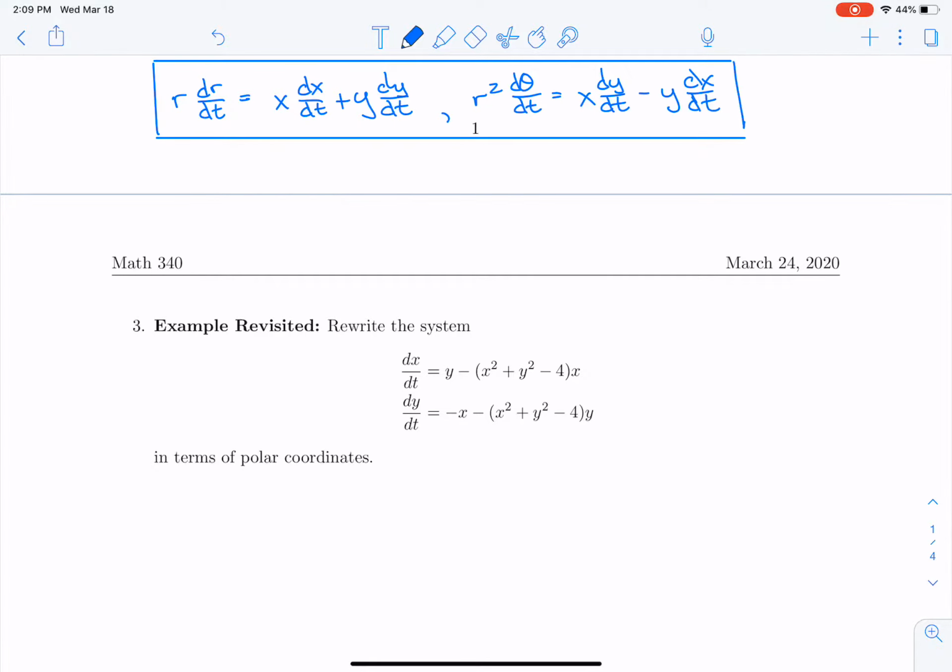Now that we've discovered these relationships for dr/dt and dθ/dt, we want to apply them to the system we were looking at before. So we have r dr/dt, and we want to say that that's x dx/dt, so that's xy minus x squared plus y squared minus 4 times x squared. And then we want to add y dy/dt, so that's going to be minus xy minus x squared plus y squared minus 4 times y squared.